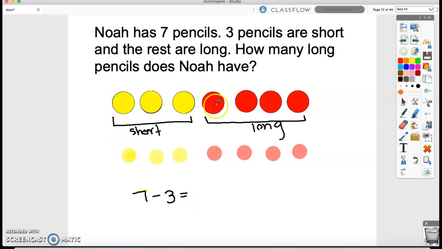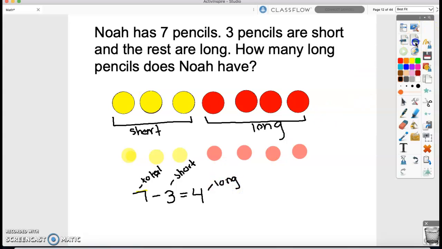So if I have 7 altogether, I take away my 3 short ones. How many long ones do I still have? 1, 2, 3, 4. I have 4 long pencils. So the 7 is the total that I had. The 3 is the short. And our answer, the difference, is the long pencils.